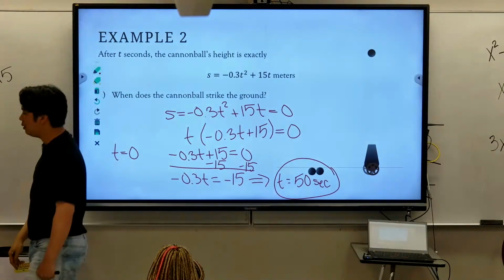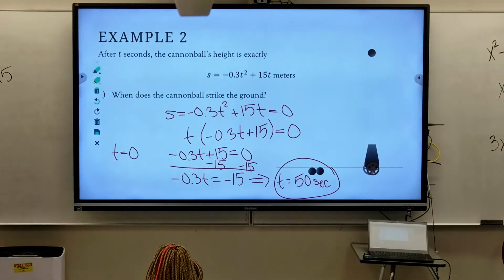There's one thing I want to note here. I got two t values, t equal to 0 and t is equal to 50. Can anyone explain that for me? What does that mean for me to have two t values where my height is 0 based off my scenario? Why do I have two of them outside of calculation?